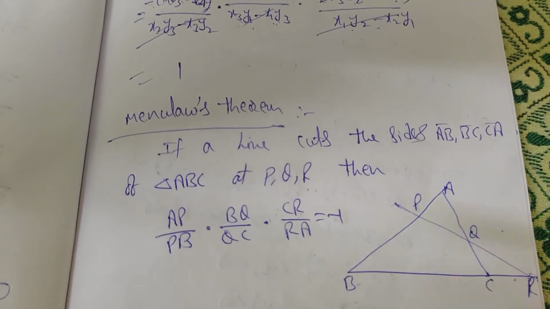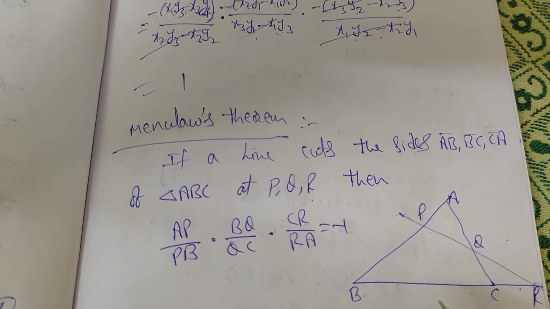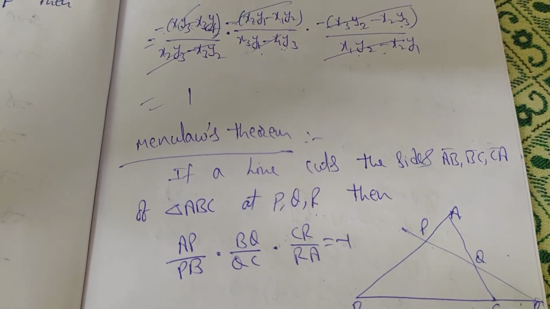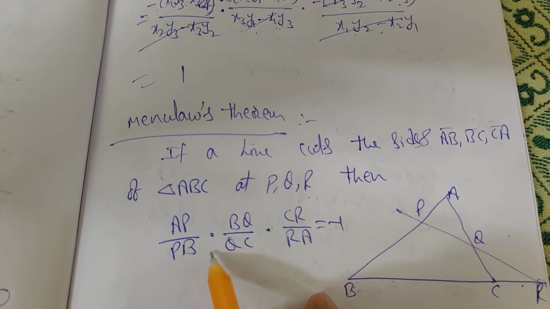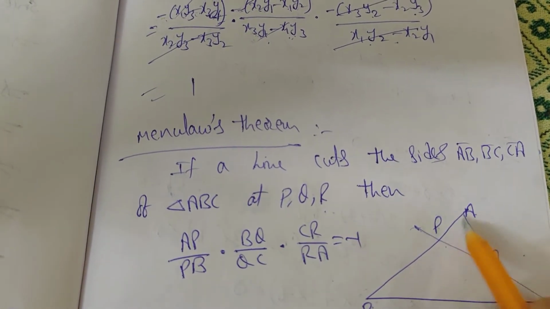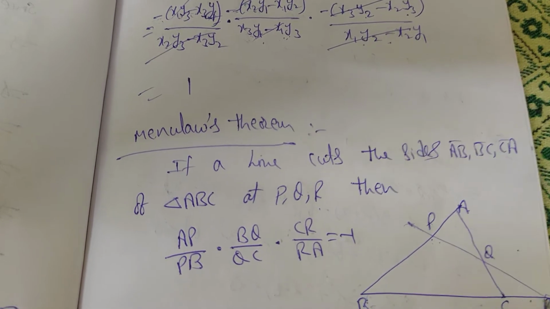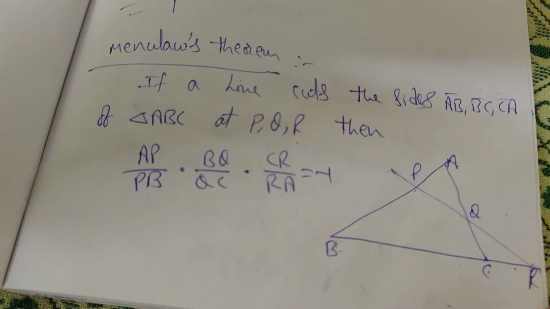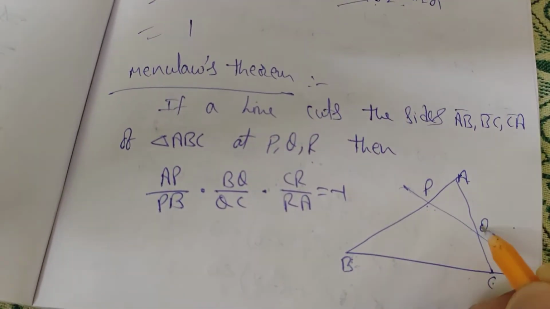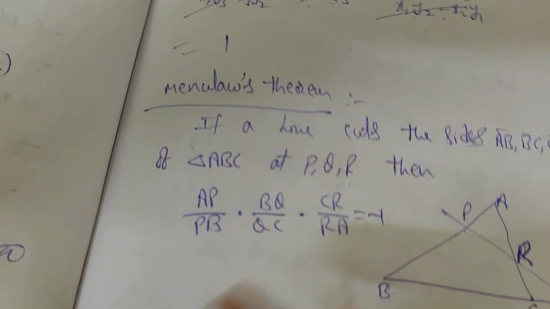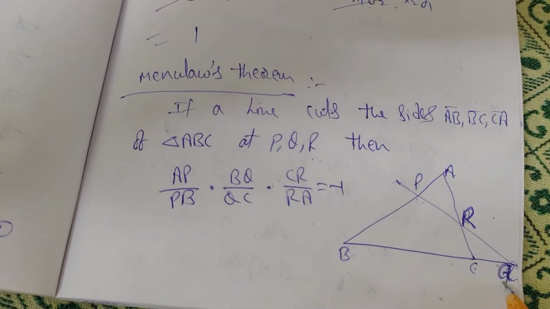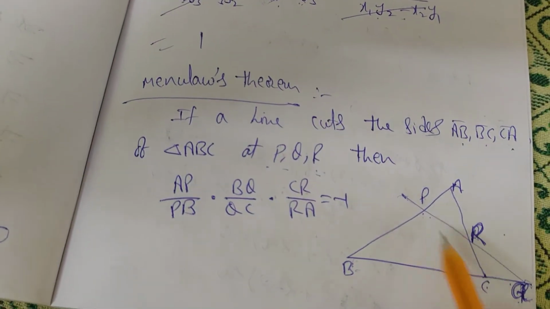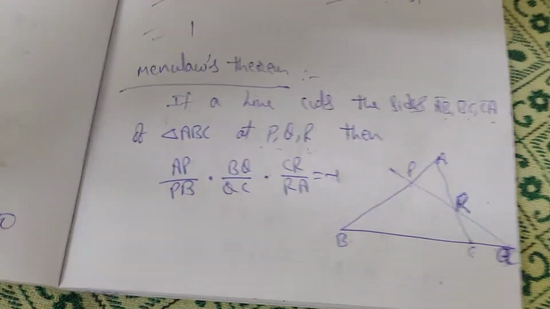According to this diagram, I am giving AP by PB into BR by RC into, so let us consider this is only Q, no problem. According to this one I have written this formula. If you take Q here, you write with Q only. So here AB, P, BC, Q, CA, R you write, so the line divides the sides at P, Q, R respectively, if you understand like that.